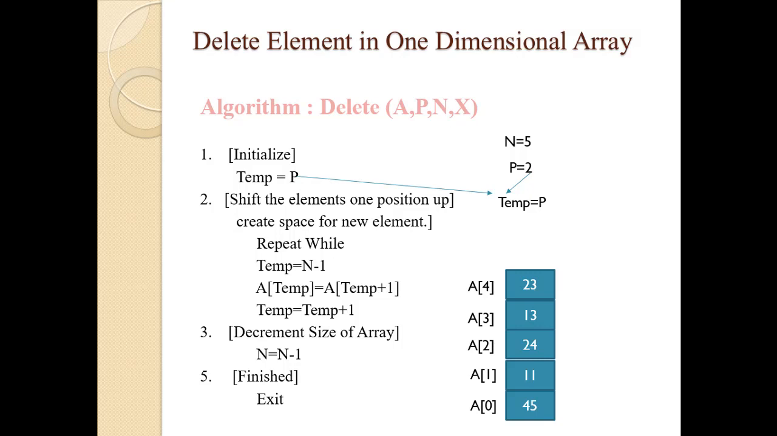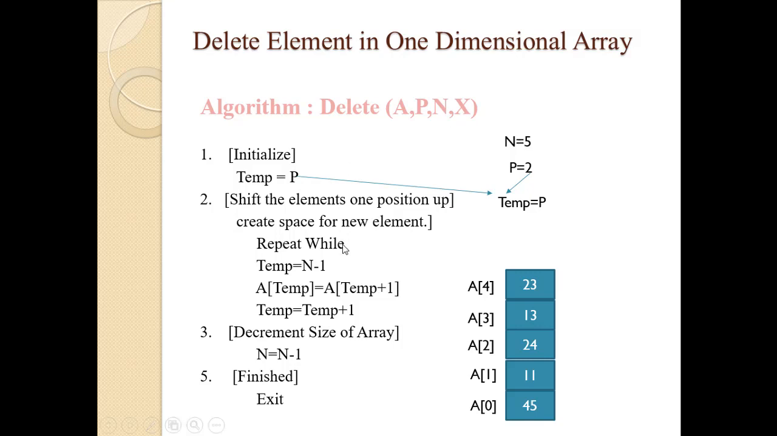Then, the second point is shift the element one position up, to create space for the new element. Whenever we want to remove an element from the array, we take one position up. In this second point, here is repeat while temp is equal to n minus 1, meaning the condition of the loop is temp is equal to n minus 1. Our value of n is 5, so the loop will stop when the value of temp becomes 4.